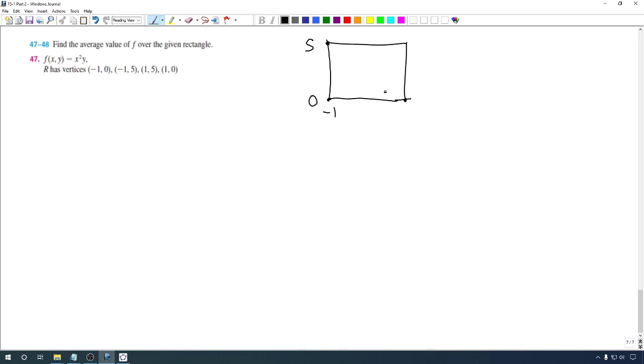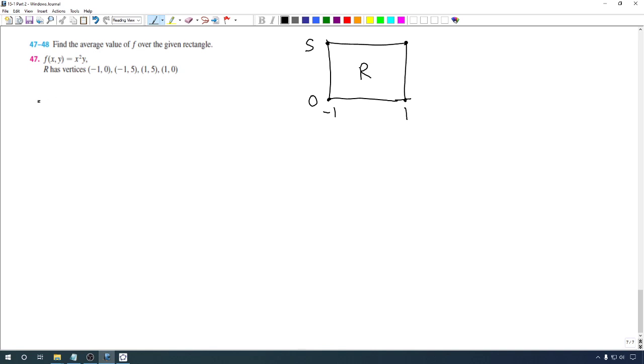Then we have 1 for our x and 5. So the third point listed here is 1, 5, this point over here. And then finally 1, 0, that would be this point here, 1, 0. So it's this rectangle here.